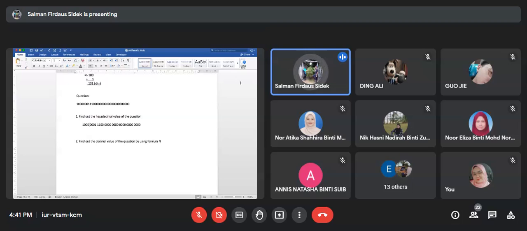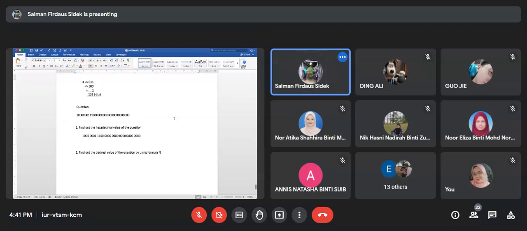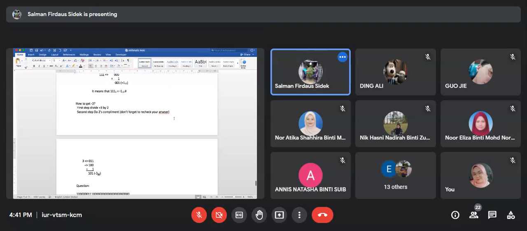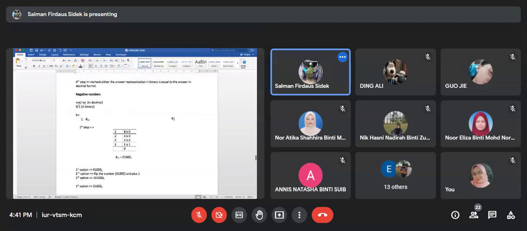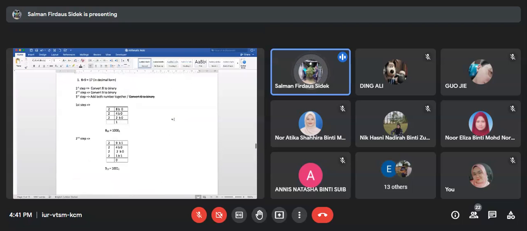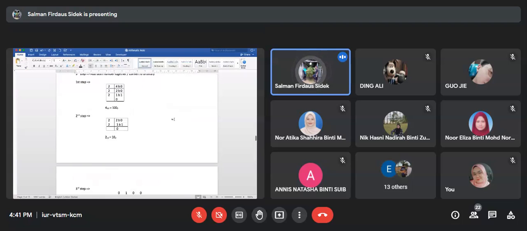So for the second one, which formula that we can use? The first, the second, or the third one? You have this note, right? So which formula that we can use?